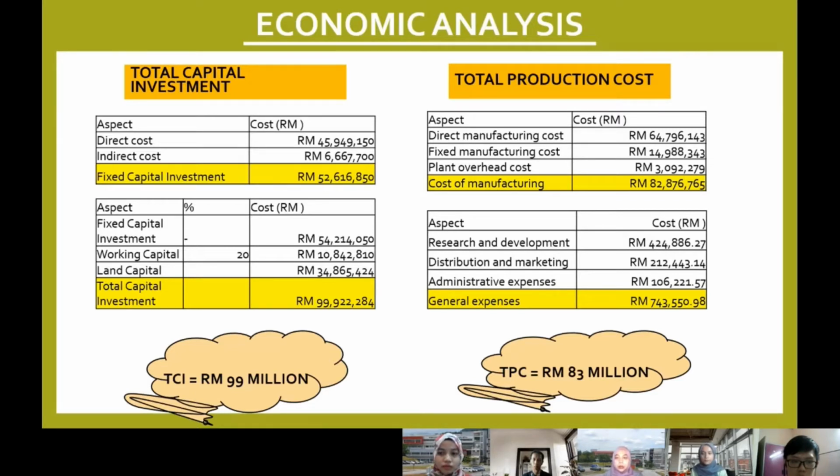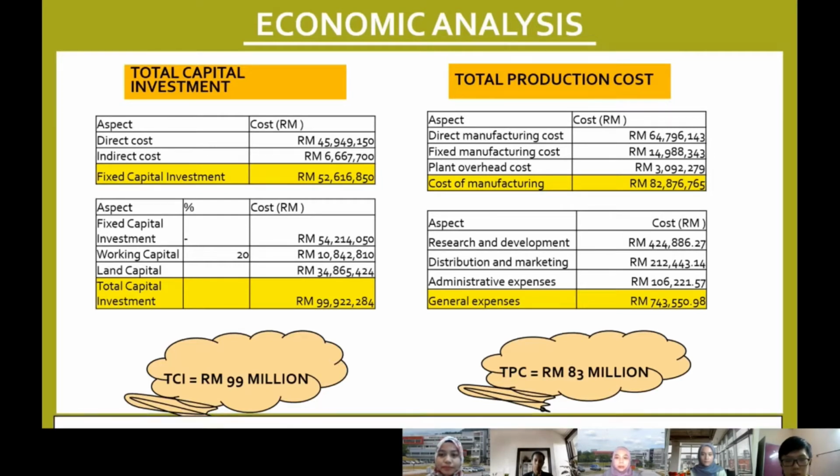Next is the cost of manufacturing, which involves direct manufacturing cost, fixed manufacturing cost, and plant overhead cost. The total cost of manufacturing is 82 million. Last is the research and development, distribution and marketing, and administrative expenses, which is around 743,550, so the total production cost is around 83 million.